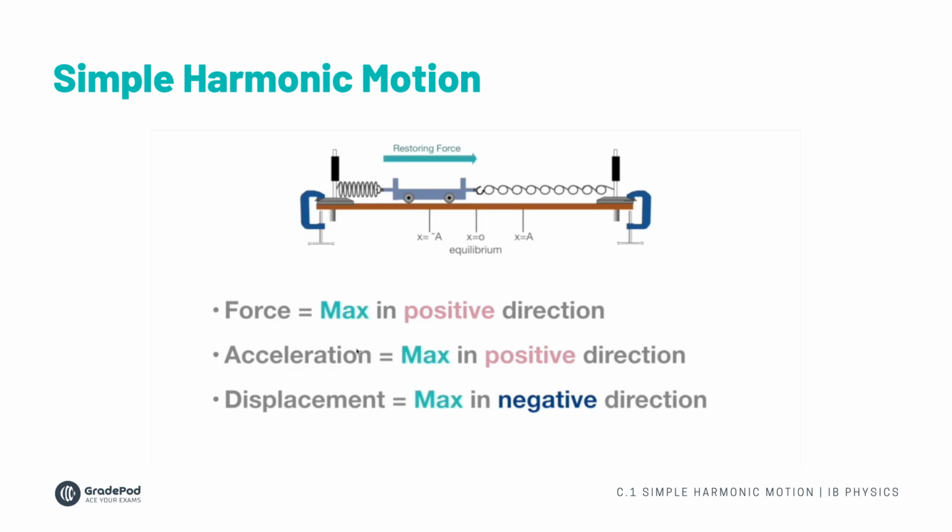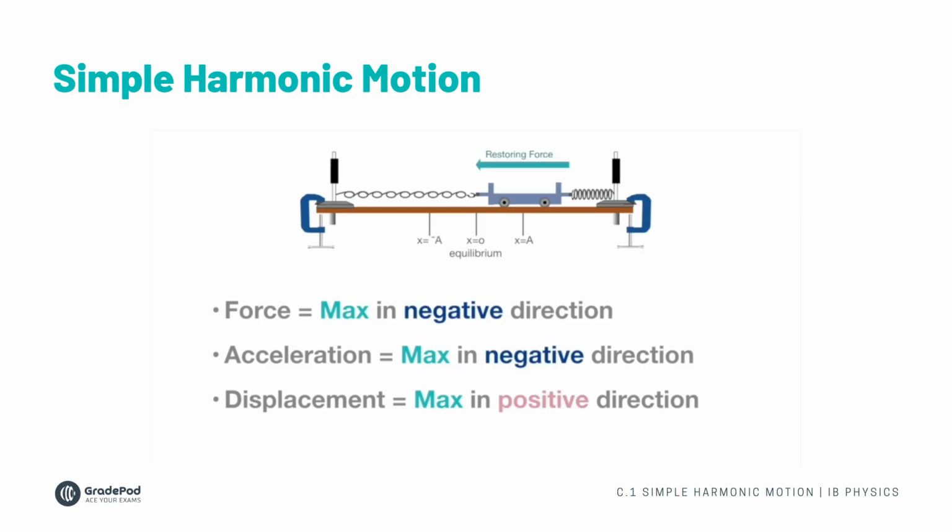If the force is pulling the cart towards the right, that means it's accelerating towards the right. If the force is maximum, it means it's a maximum acceleration towards the right or in a positive direction. If we take a look at the displacement of the cart at this point, we can see that the displacement of the cart is to the negative side of equilibrium, and it is the maximum displacement in the negative side.